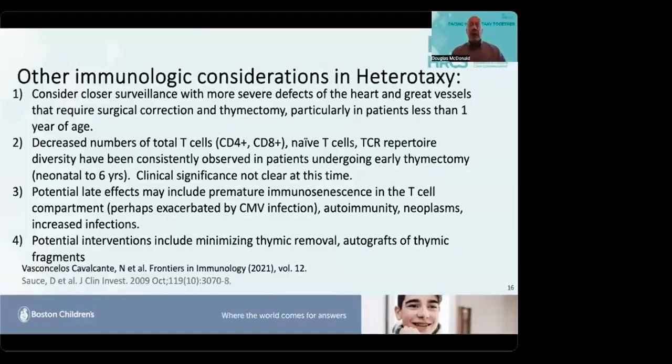So possible ways that we can minimize these risks include minimizing the amount of thymic tissue removed and consideration of autografts of thymic fragments, although this is not something that is routinely done, but thymic transplants are performed in patients with athymia due to complete DiGeorge syndrome, and that has been very successful for those patients.